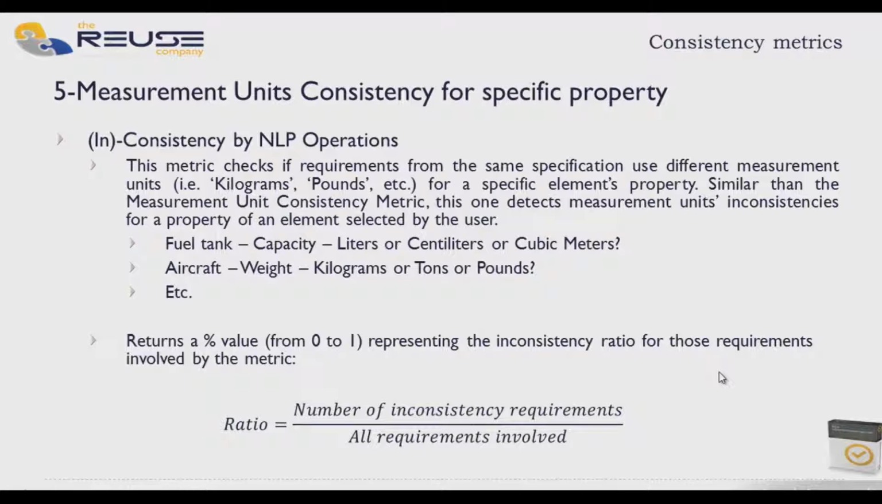For instance, if the specification is talking about the capacity of the fuel tank, will it be in liters or centiliters or maybe in cubic meters? If it is talking about the weight of an aircraft, will it be in kilograms or maybe tons or pounds, etc. It will return a percentage value from 0 to 1 representing the inconsistency ratio for those requirements involved by the metric.